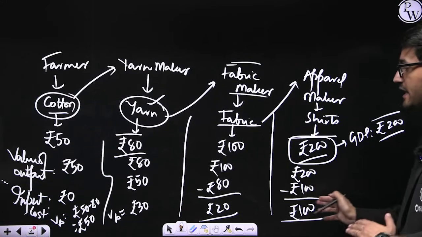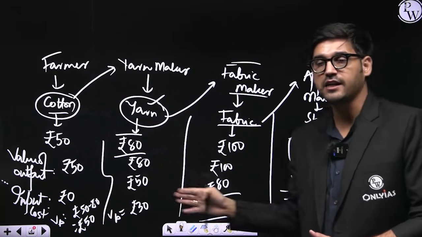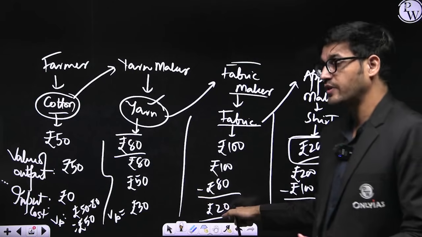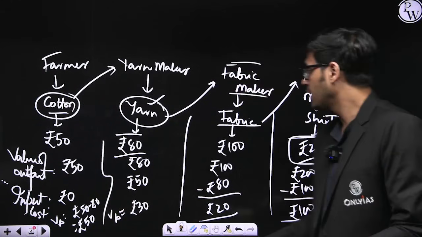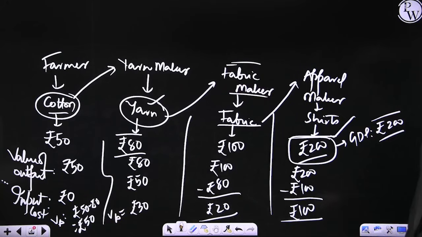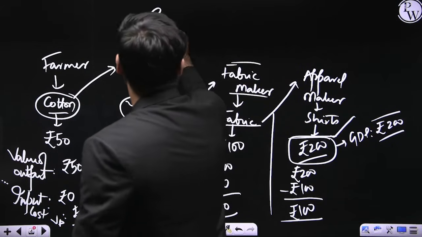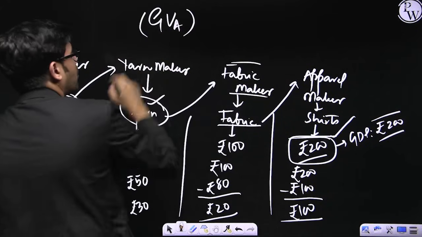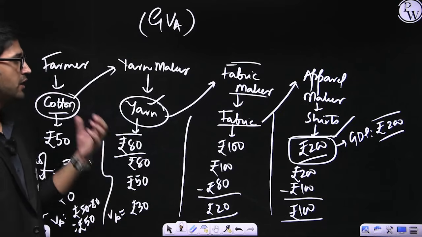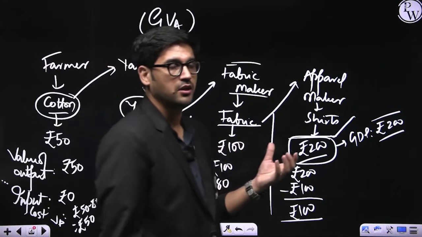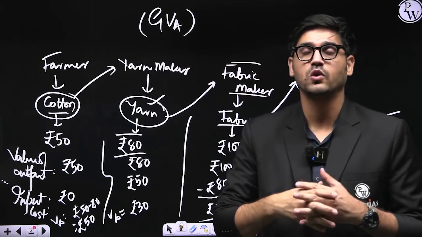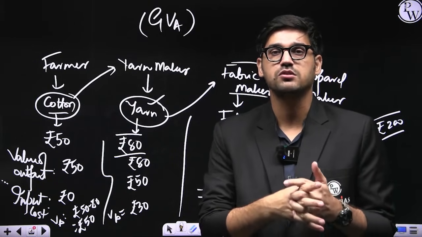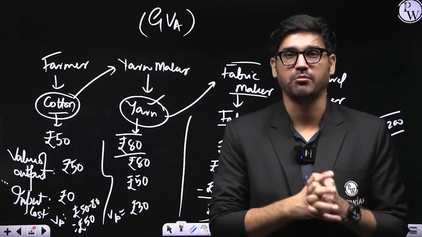Now, if you add up the value added at each stage, 100 rupees plus 20 is 120, plus 30 is 150, plus 50 is 200, you arrive at this value. This is what is called GVA, gross value added. The method is very simple. The method presents a practical problem, which is no person will ever be able to tell which goods are final goods and which ones are intermediate goods.